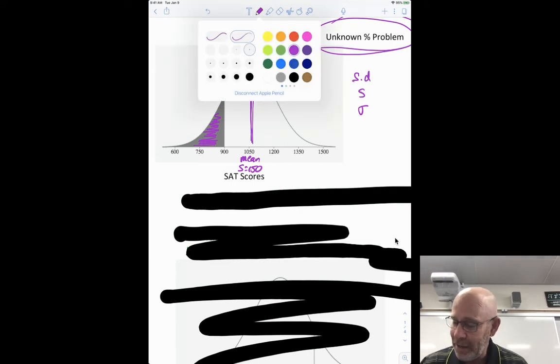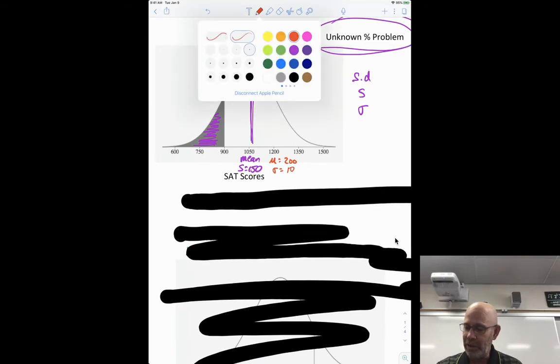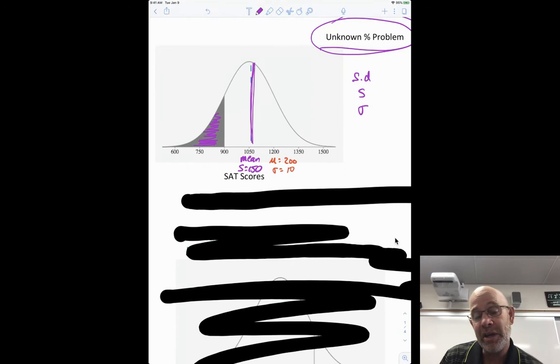Let's say I take this mean. So forget about these numbers here. All right. Let's say my new mean was 200. And let's say my new standard deviation was 10. Okay. So the original question, let me go back to it just so you can see it, was, let me change my colors there, what percent's to the left of 900? Notice that 900 is one standard deviation away from the mean. Okay. So the mean's 1,050 with a standard deviation of 150. So 900 is one standard deviation away from the mean.